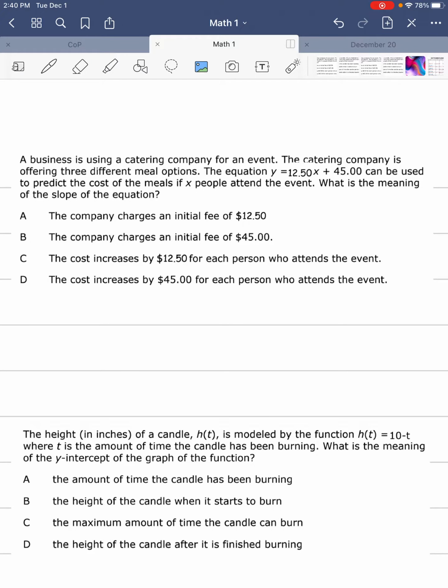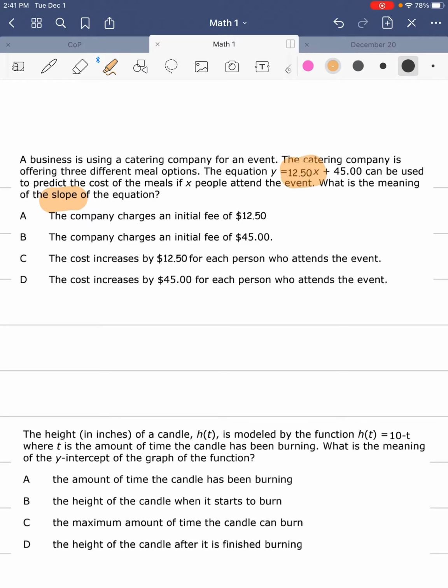All right, for number 1, it says a business is using a catering company for an event. The catering company is offering 3 different meal options. The equation y equals 12.5x plus 45 can be used to predict the cost of meals for x people that attend the event. What is the meaning of the slope?